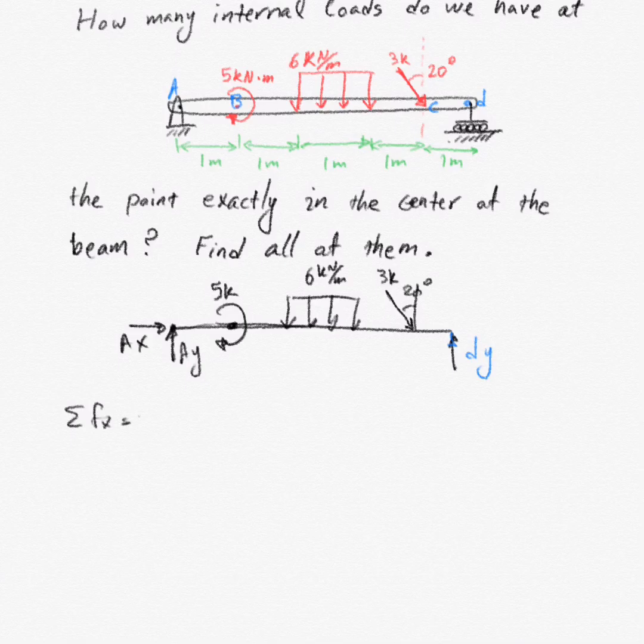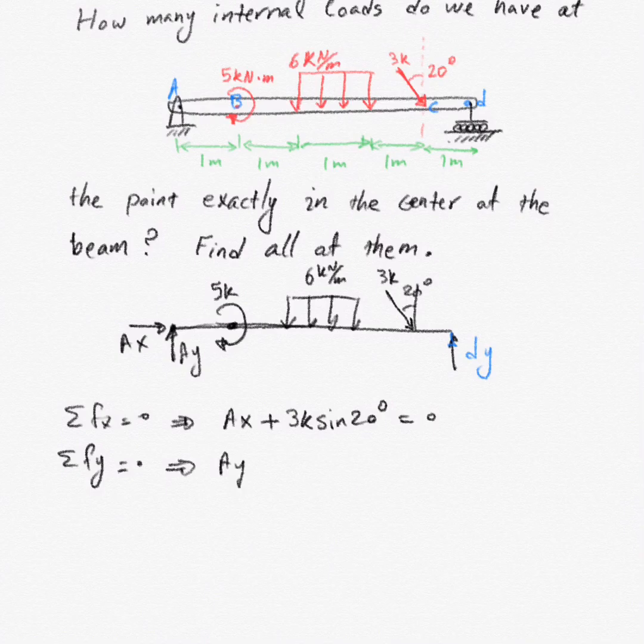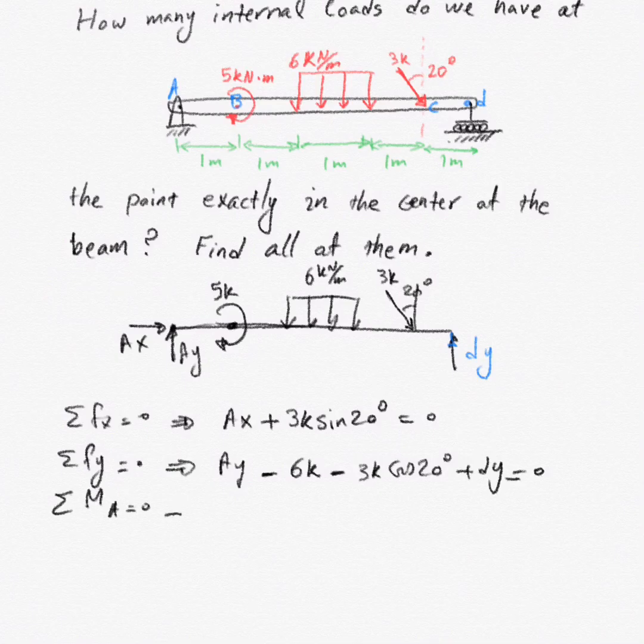Summation of force in x equals 0: Ax plus 3K sine 20 equal to 0. Summation of force in y equals 0: Ay minus 6K minus 3K cosine 20 plus Dy is equal to 0. Summation of moment about A equals 0.